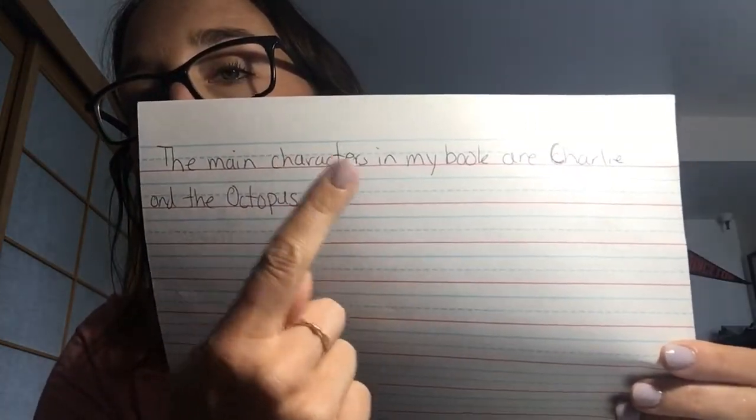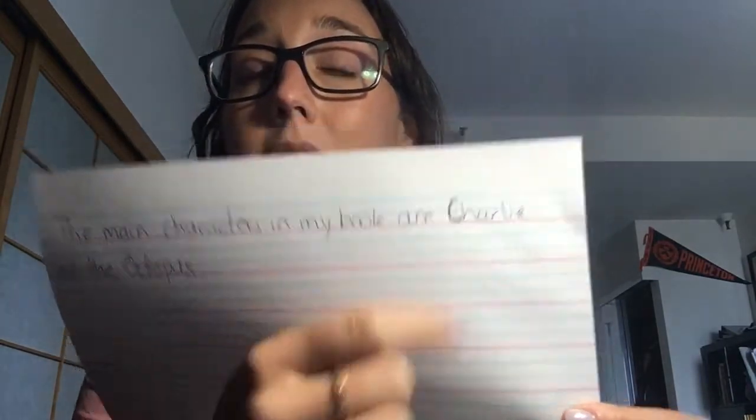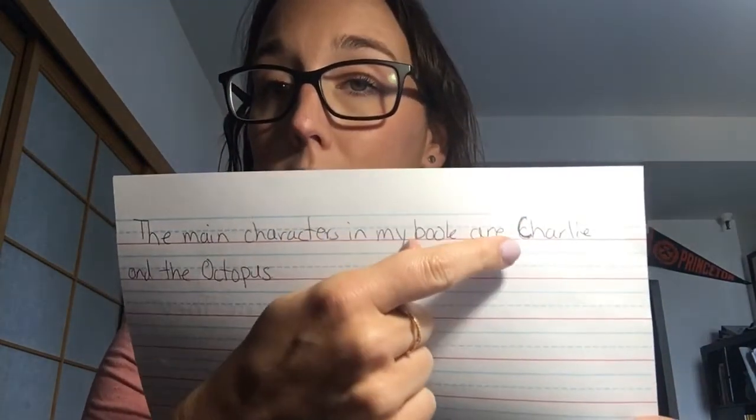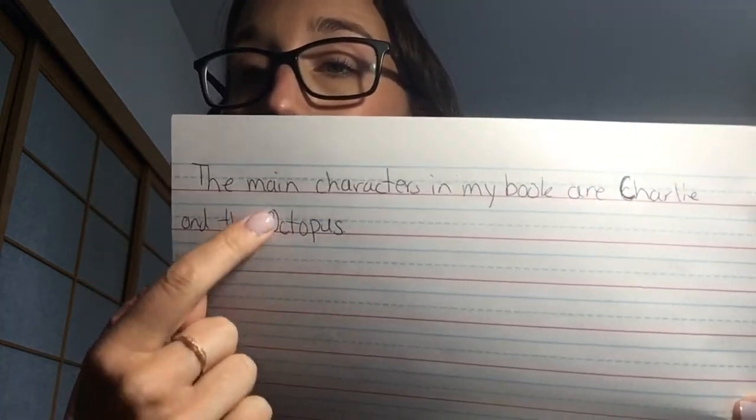The main characters in my book are Charlie, and you can see I made a mistake here. I need to write Charlie with a capital letter because that's his name, and I wrote it with a lowercase, so I just fixed it. And the octopus, capital O, because that's his name. At least that's what we call him in the book.